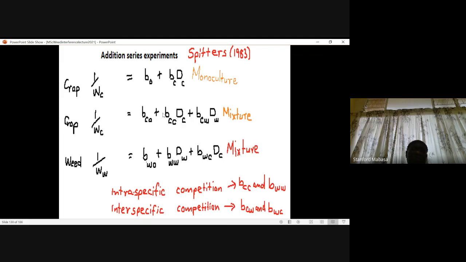But we now know that BCC can give us intraspecific competition, as well as BWW here. It can also give us the value of intraspecific competition. Then BCW and BWC can give us interspecific competition, like what I've specified here.